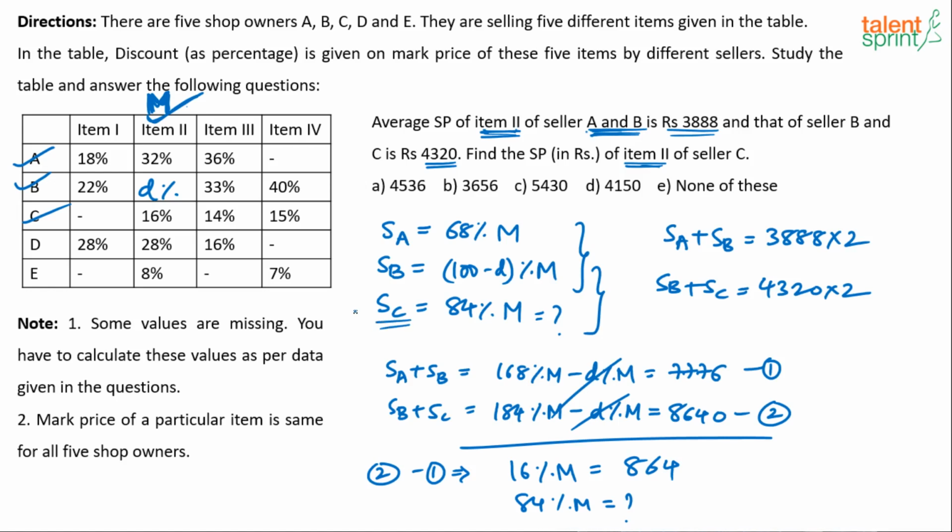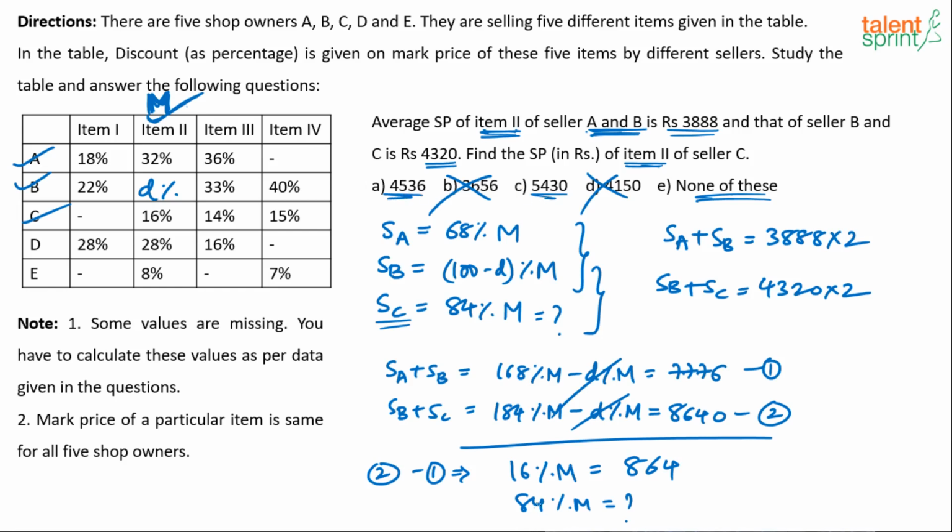See, if I have to eliminate the options, the fifth option is none of these, so it's going to be a little risky to go by the elimination method. But if I simply eliminate the options, if 16% is 864, 84% will definitely be more than 16 into 5, because 16 into 5 is 80. So 864 into 5, what is 864 into 5? It will be 4320. The answer should be more than 4320. So immediately option B and option D get eliminated. It can either be A or C.